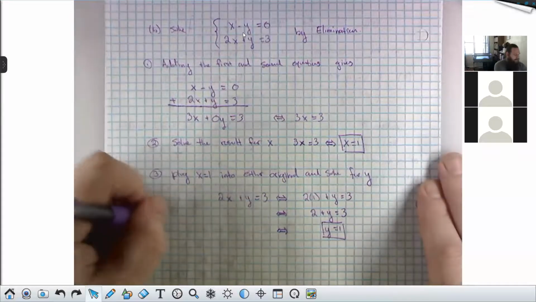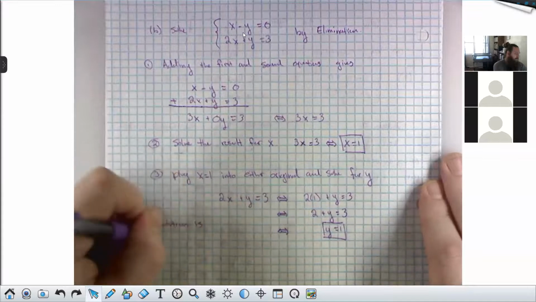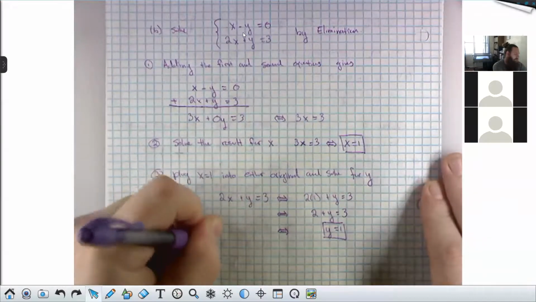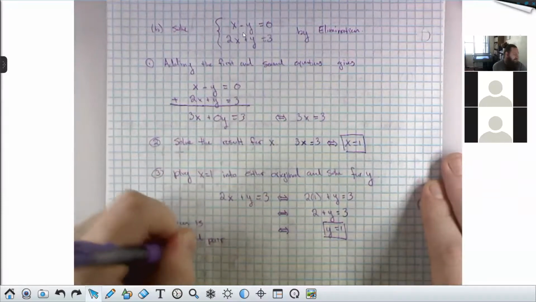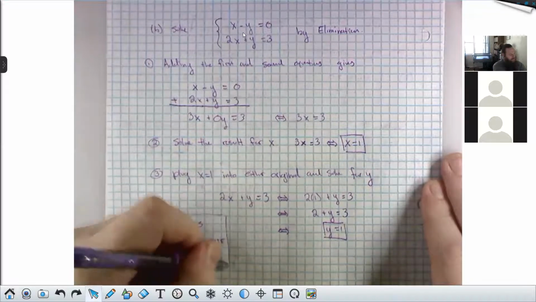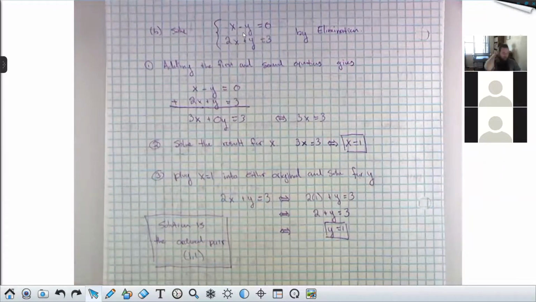So again, here the solution is the ordered pair (1, 1). So those are the very basics of substitution and elimination.